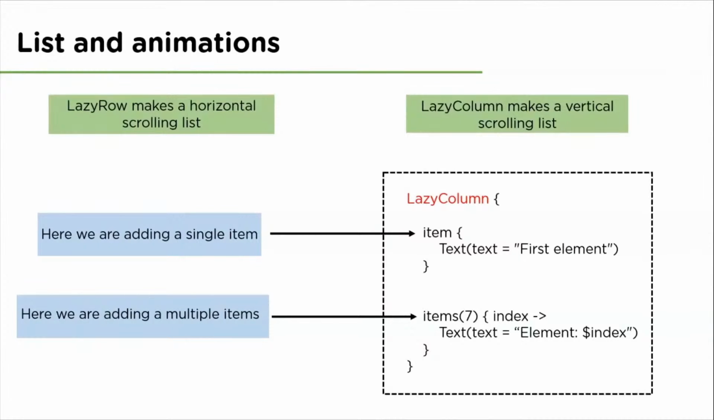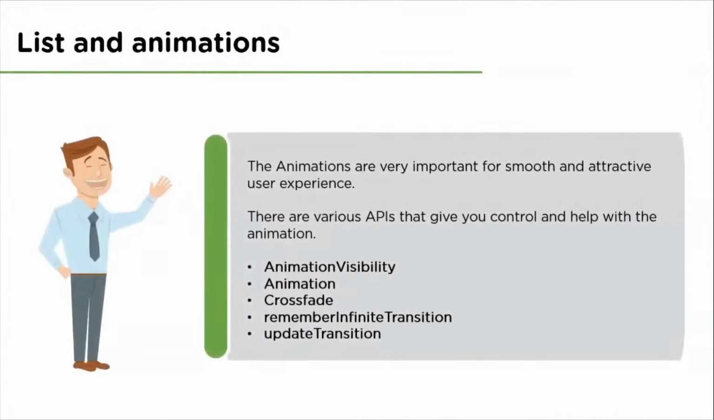Now, just like lists, animations are also very important for a smooth and attractive user experience. There are various APIs that can give you control and help with the animation. They are animated visibility, which is used if you are animating appearance and disappearance. Then there is animate as state, which is used if you want to have fine control over animation time. Then there is crossfade, which is used to switch between composables with a crossfade animation.